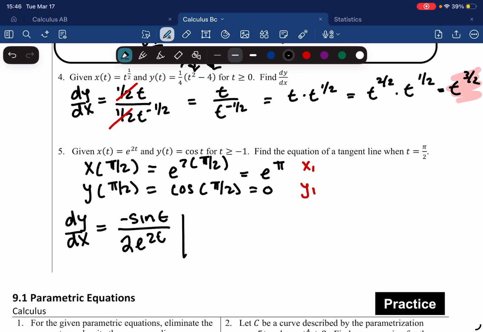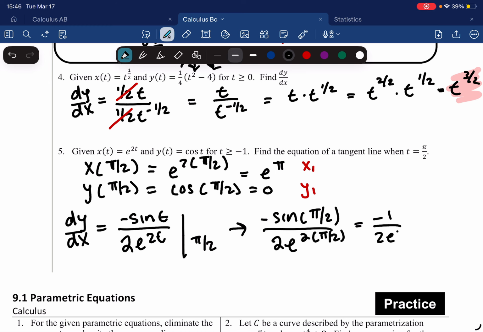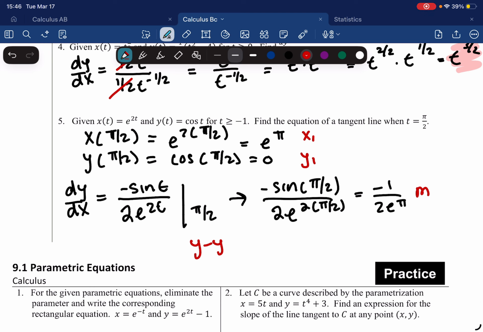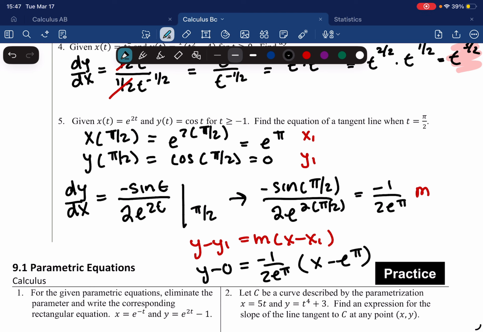Okay, solve that at pi halves, so I'm going to plug in pi halves here. And so negative sine of pi halves over 2e to the 2 times pi halves, okay, which is equal to negative 1 over 2 times e to the pi. And again, this gives us our slope. And so if I do y minus y1 is equal to m times x minus x1, then plugging everything in, I get y minus 0 is equal to negative 1 over 2 times e to the pi times x minus e to the pi. And that would be my answer.